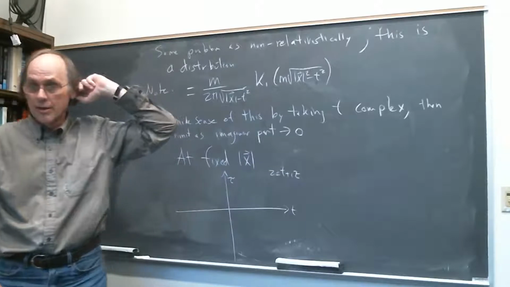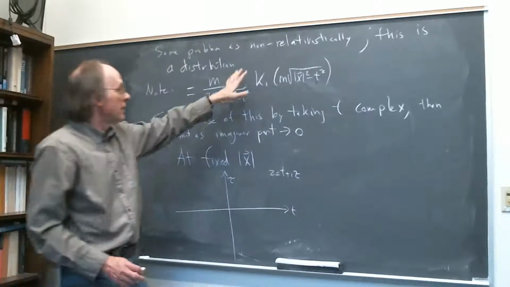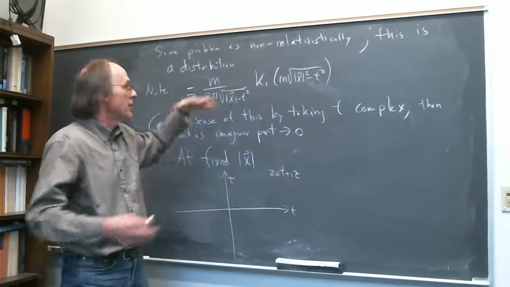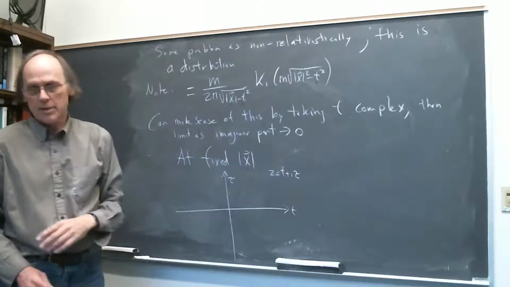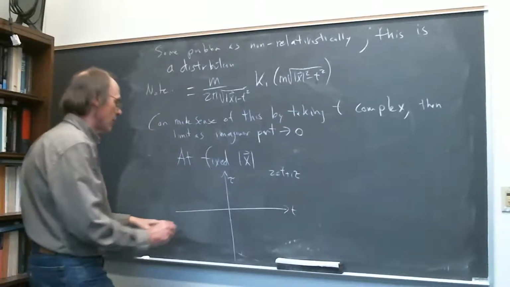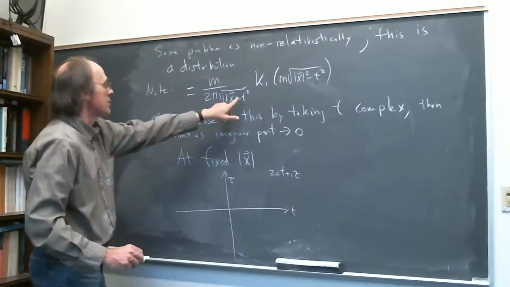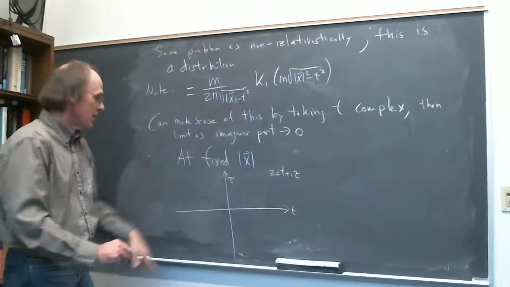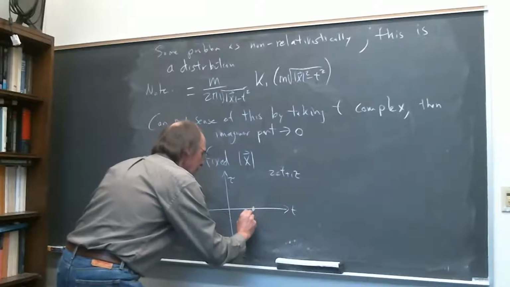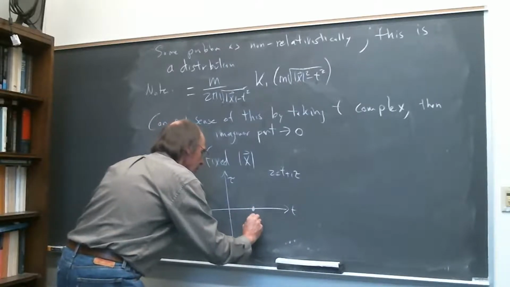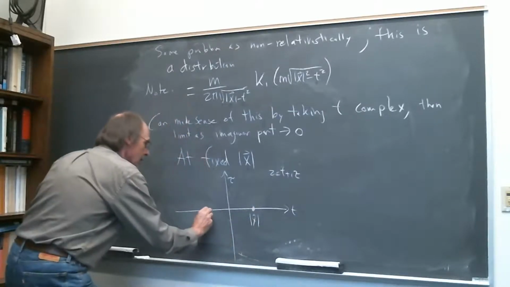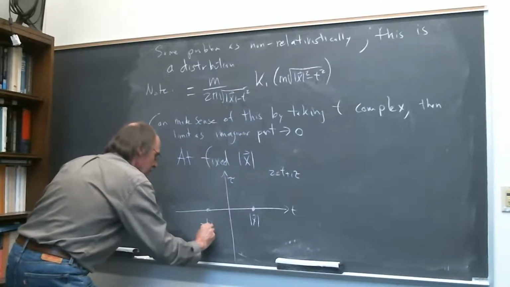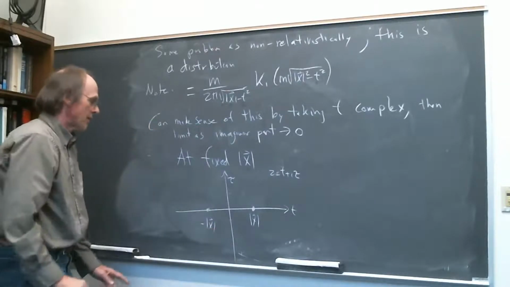And you get an expression you can make sense of, except it's got some funny things happening due to this. Something funny is happening with the square root as the square root goes negative. So here at x vector, and here at minus x vector, something funny happens.